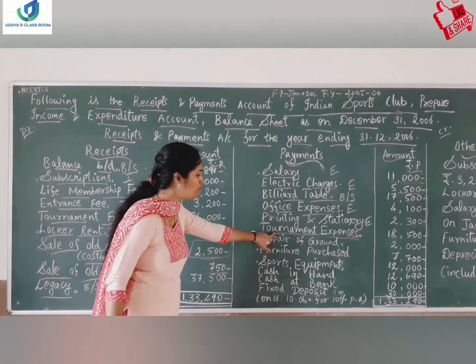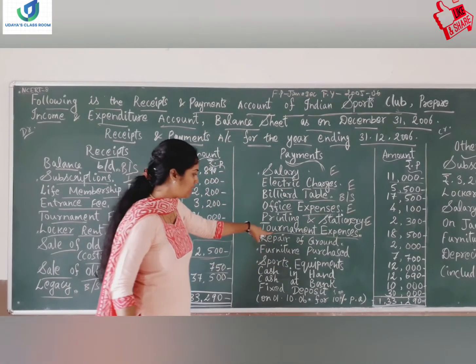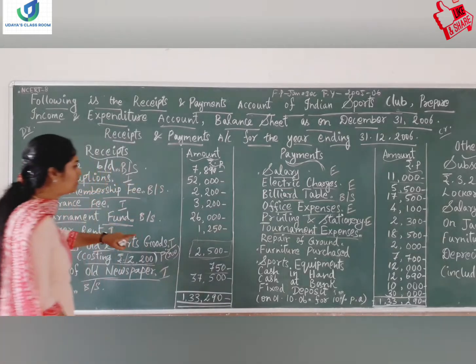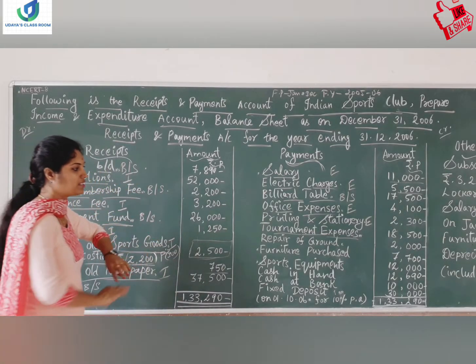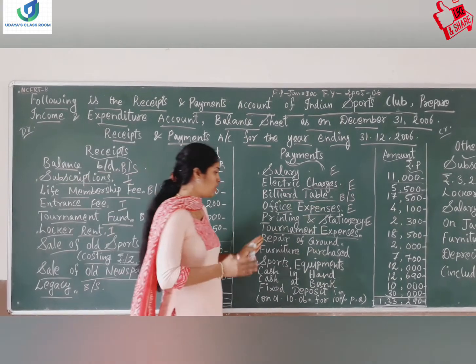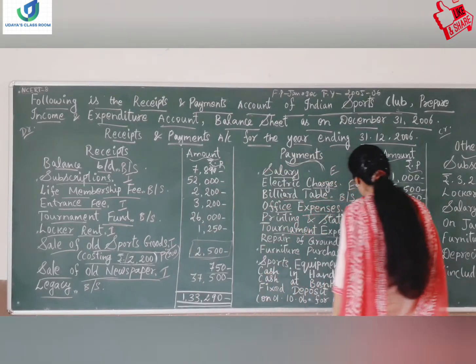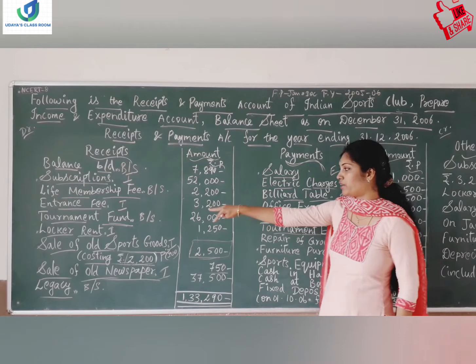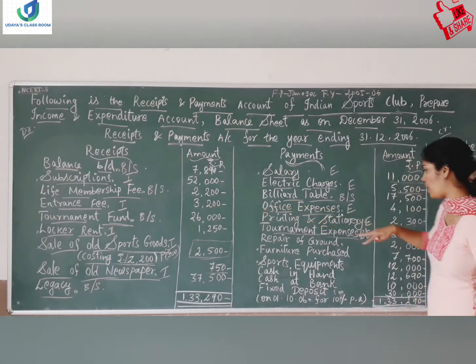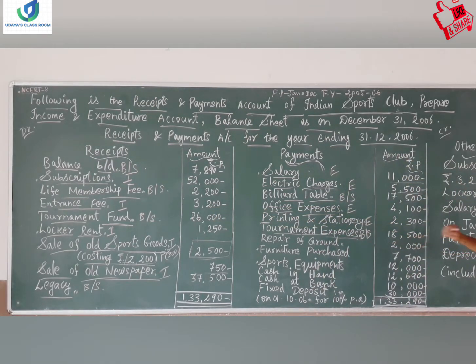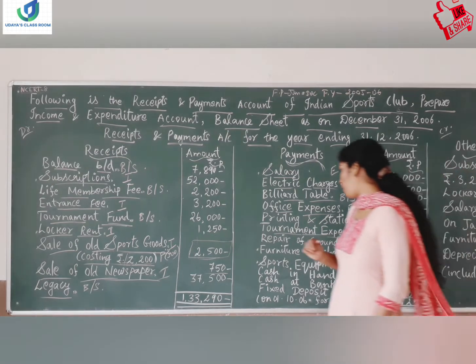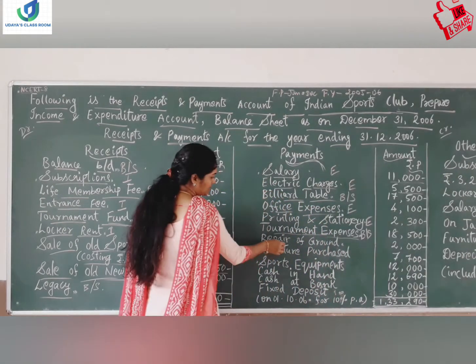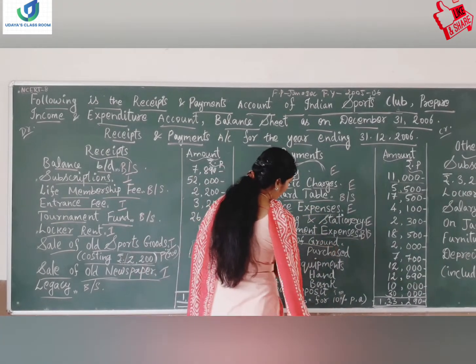So any term when it comes repeatedly we have to correlate with the receipt side and adjustment side. So that is how we have to work out, right? So the tournament expenses will be written in the balance sheet and it will be deducted from the tournament fund 26,000 and minus 8,500. Alright, moving on to the next element, repair of ground.